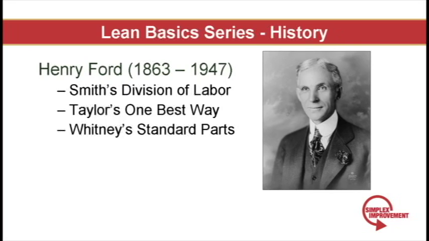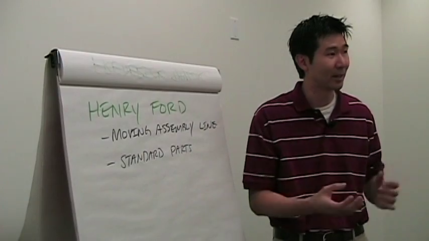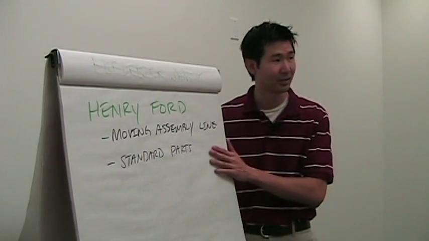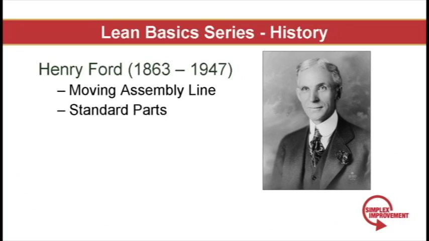He also was the first to create standardized parts within automobiles. So different models looked radically different on the outside, but inside they shared a lot of common parts, which brought down manufacturing costs. So his contribution to Lean was the moving assembly line along with standardized parts within automobiles.